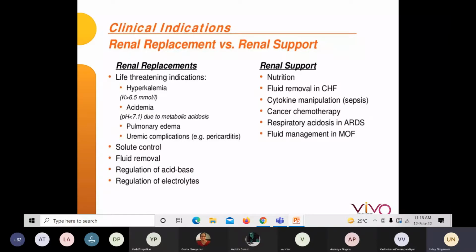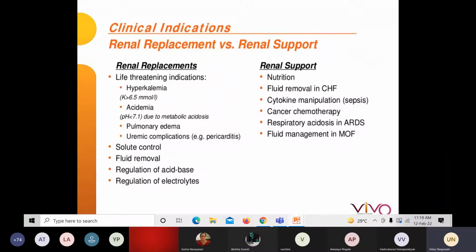Apart from that, there is pulmonary edema. Water gets accumulated in the body, and pulmonary edema is there. Definitely the patient's saturation will drop, and oxygen will be needed. Uremic complications, that is pericarditis. The pericardium is outside the heart, and it could enlarge the heart, and when it is pumping it rubs, and bleeding happens, which is called pericarditis. And in those cases, renal replacement is useful.